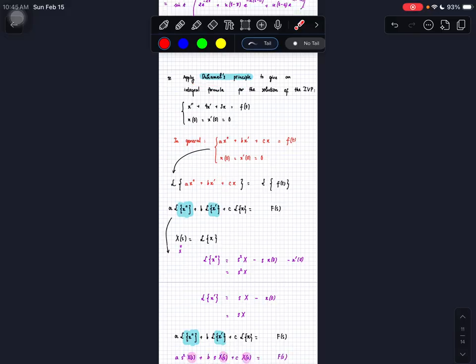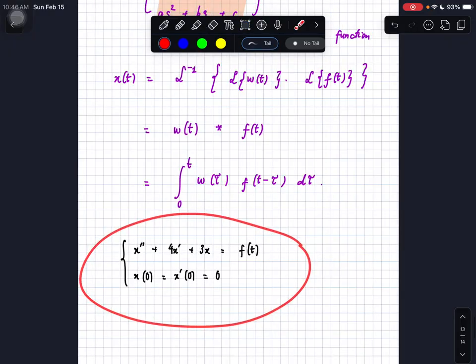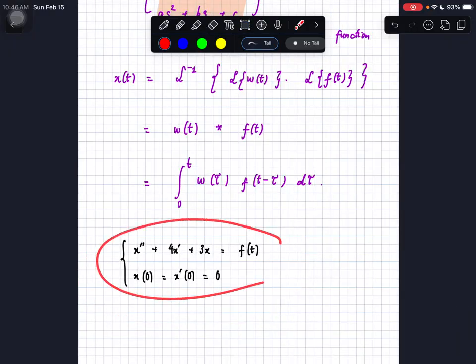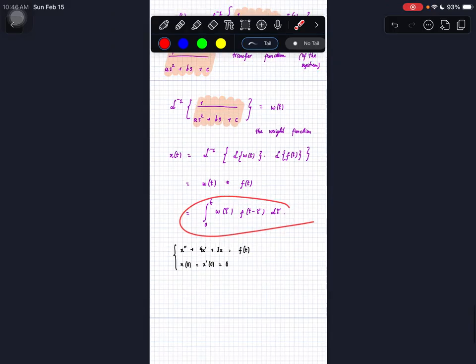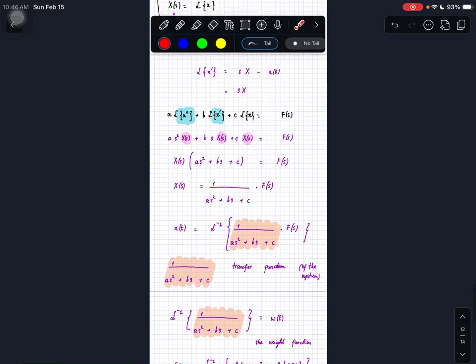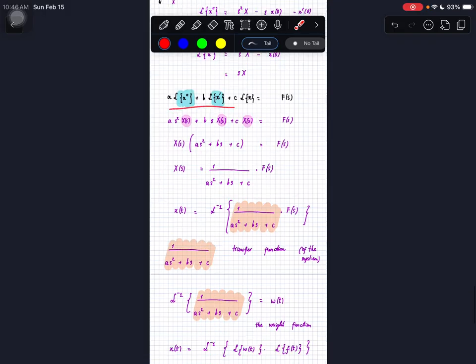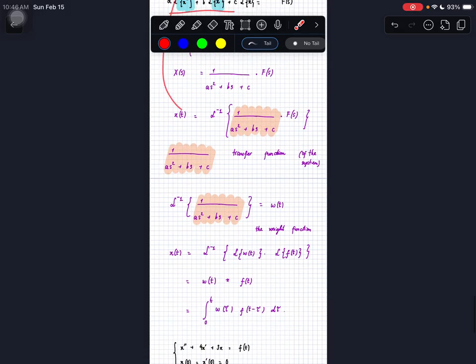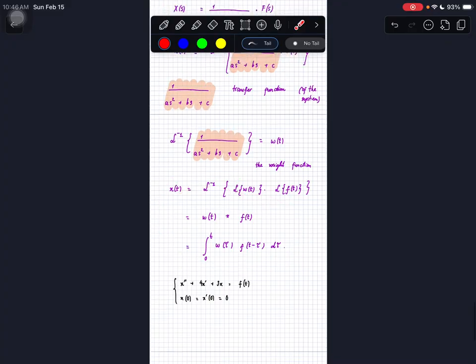Now let's use the Duhamel principle for our particular problem here. In this particular example, we do not have to memorize this. If you don't remember this, you can redo it again, taking the Laplace transform of both sides, and then you continue. Then you will get this convolution. But now we know the formula. We just need omega t, which is the inverse transform of this one.